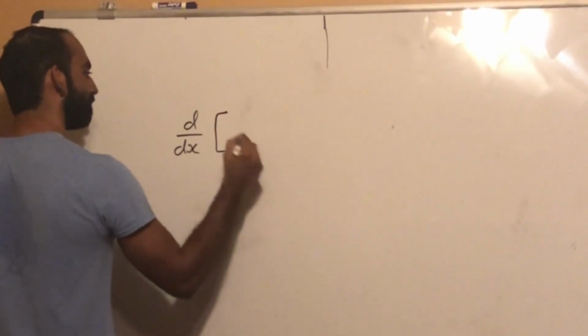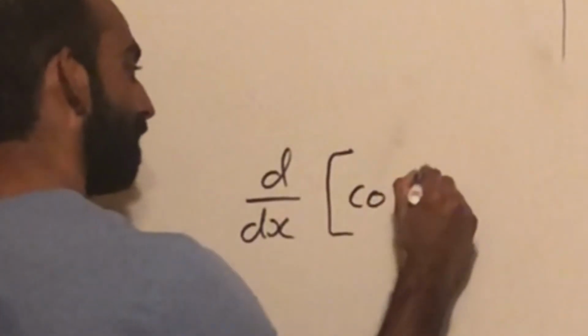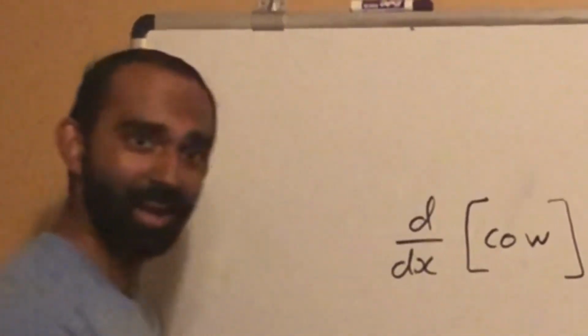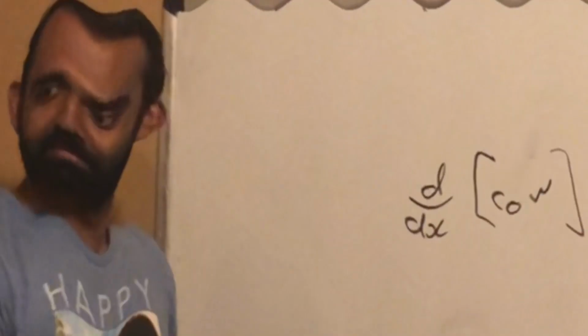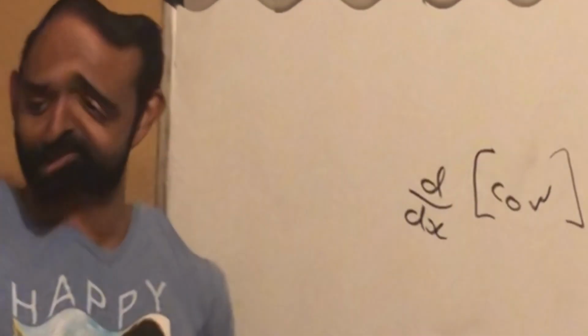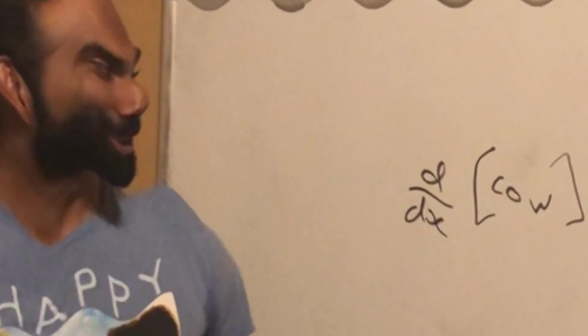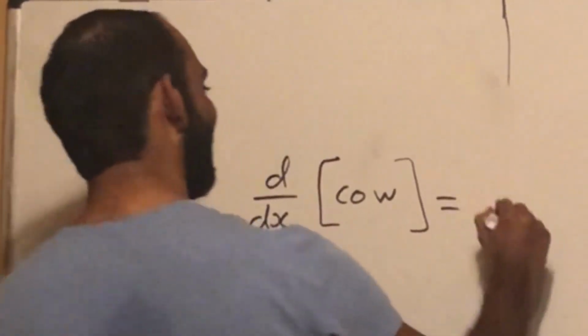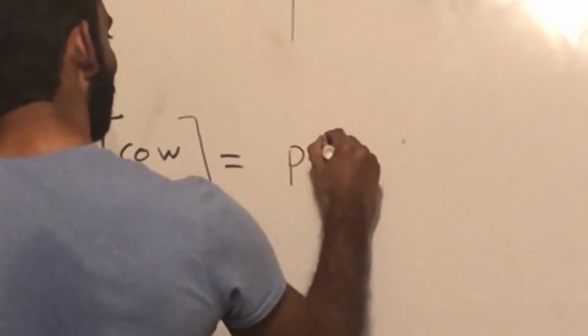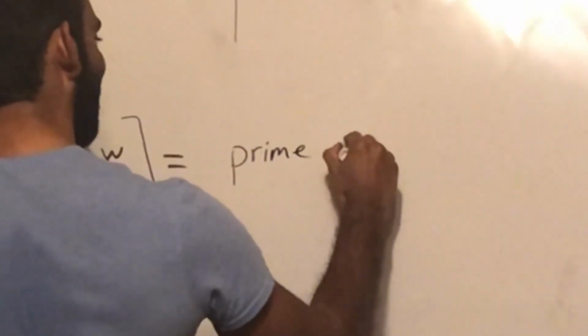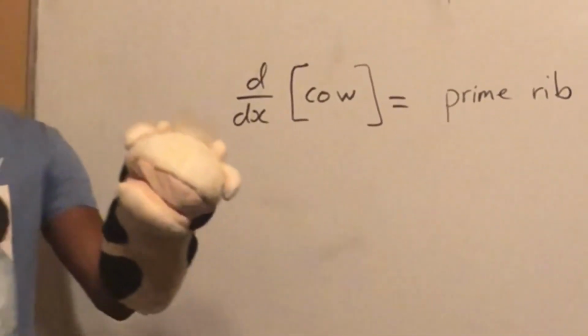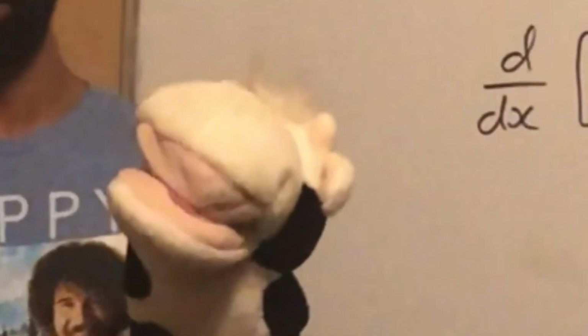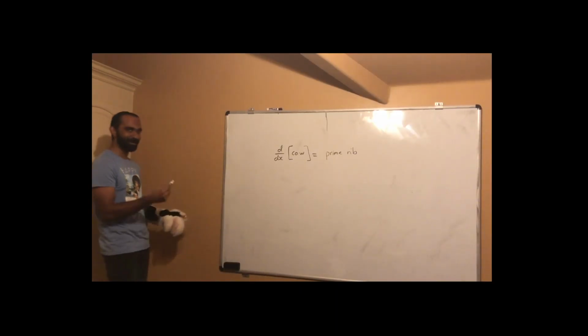What is the derivative of a cow? Shut up. You can't talk to your teachers that way. I don't know. You don't know? No, I don't. It is prime rib. Nice.